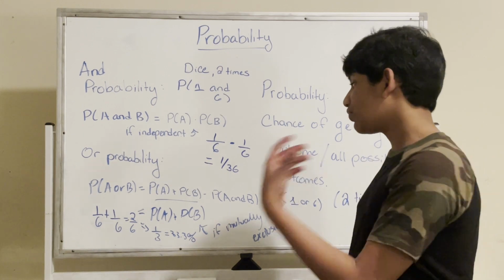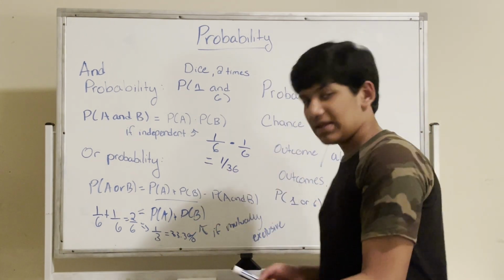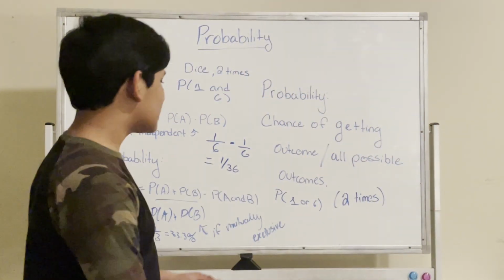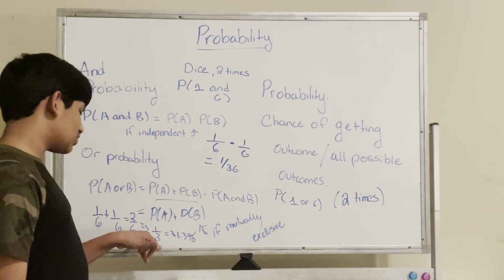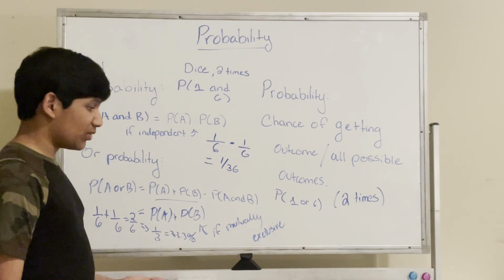But we're not. We're rolling the 1 first and then we're rolling the 6. So this is mutually exclusive because it doesn't occur at the same time. So we have 1/6 plus 1/6, 2/6, 1/3, which is 33.3%.